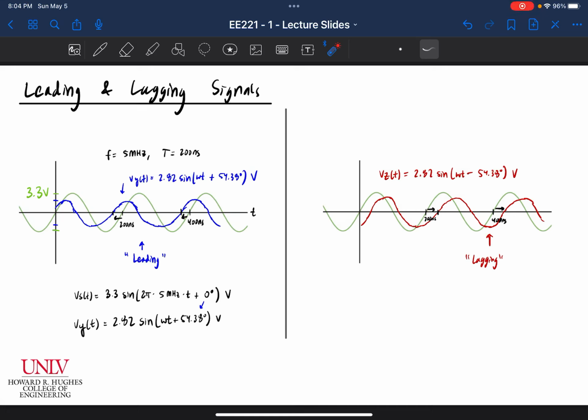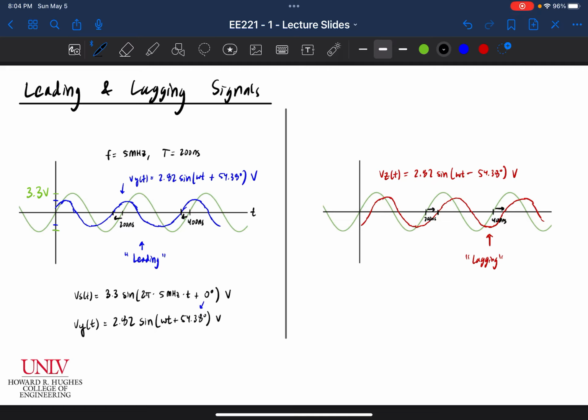All right, while I'm on this topic, I just want to cover one last thing real quick. It's going to be useful as well, and that is converting between phase shift and time delay. Right now we have our phase shift of 54.38 degrees. In both cases, it's the same delay, but one is leading and one is lagging.